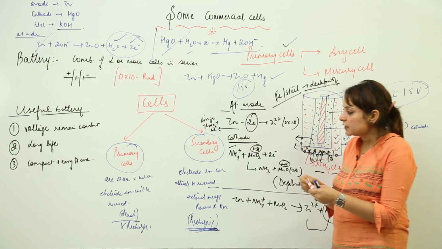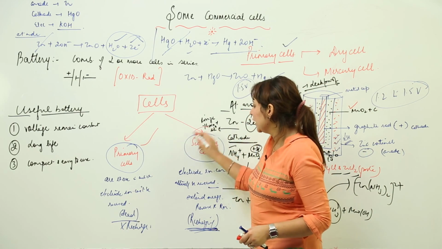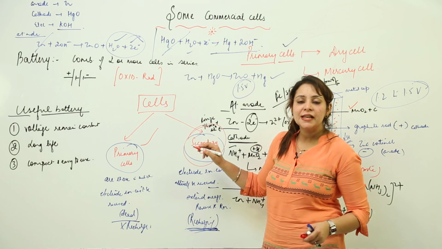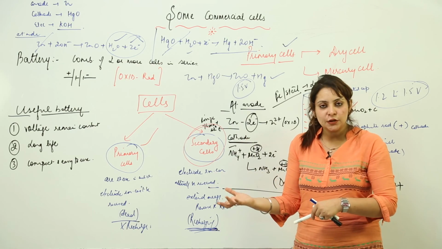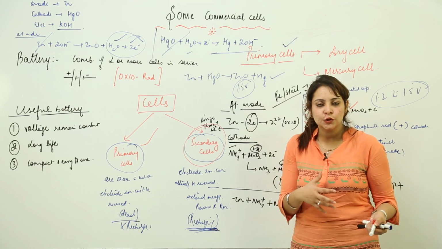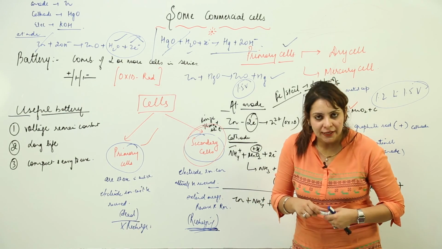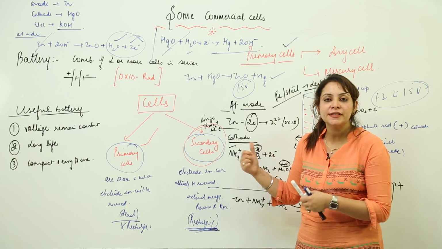So now we are going to start with the secondary cells. Secondary cells, as I told you, are the cells in which once the electrode reactions have taken place, you can reverse the direction. That means we can recharge the cell. So just look at the board, what kind of secondary cells do we get to see.